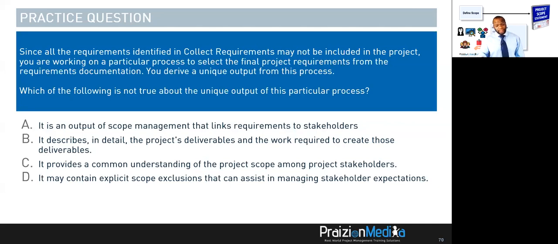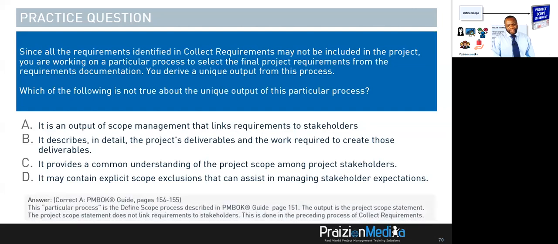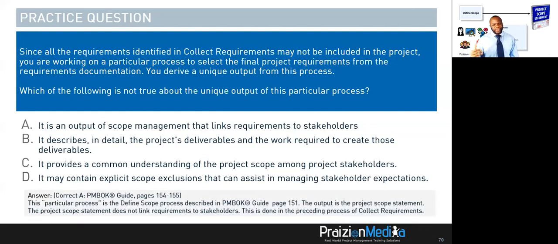So when you go through it, you find out that B, C, and D are direct cutouts from the PMBOK guide. They're all correct. But A says it is an output of scope management that links requirements to stakeholders. That actually refers to the requirements traceability matrix, so it is incorrect. So the answer is A, which is the incorrect, because it says which of the following is not true. All right. So we had less than a quarter of the class get it right. So read the questions carefully. Watch out for not.